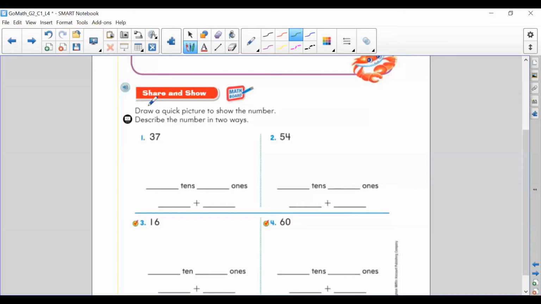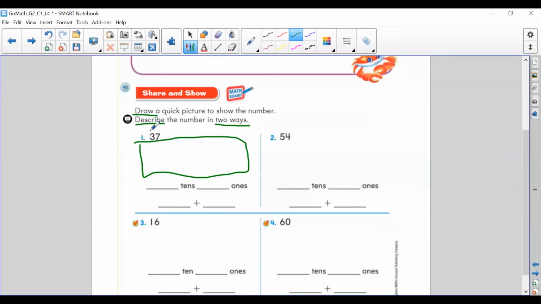We'll do these together. We're going to draw a quick picture to show the number, and then we are going to describe the number in 2 ways. So we have a couple things we're going to do. We have to draw and we have to describe, but in 2 ways. So there's really 3 things that we have to do. And so we want to make sure that we draw the picture. We're going to draw a little quick picture right here and then write the numbers right below 2 different ways. Don't forget the quick picture.